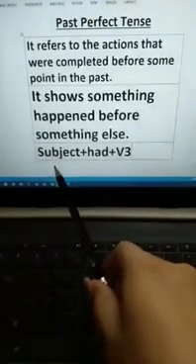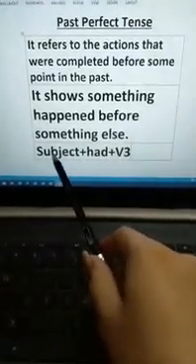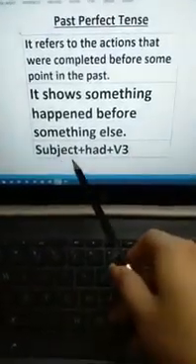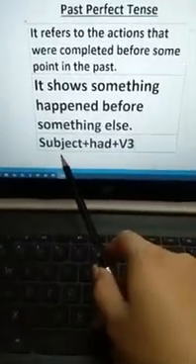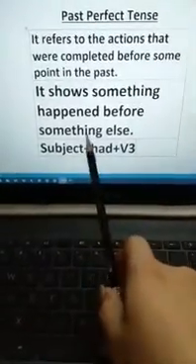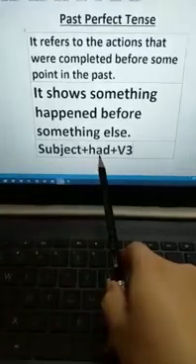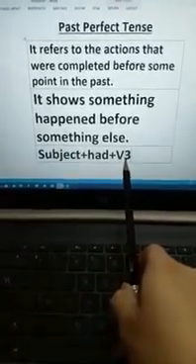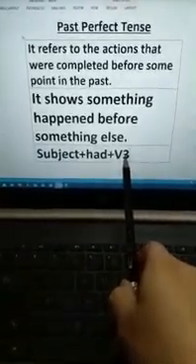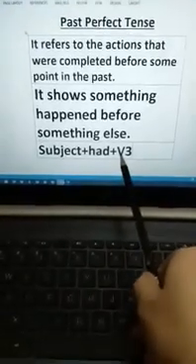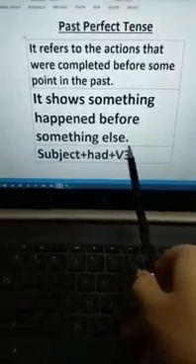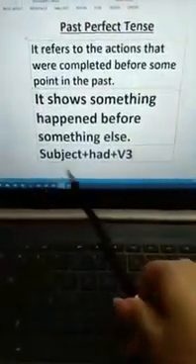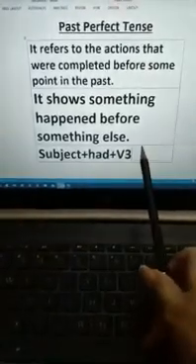Now, how do we make a past perfect tense? There is a rule for making a past perfect tense. We put the subject first, which is a noun. Then we use the helping verb had, and then we have the verb third form. We use the past participle form, that is the third form of the verb, right? For example, played, forgotten, felt. These are all third forms.